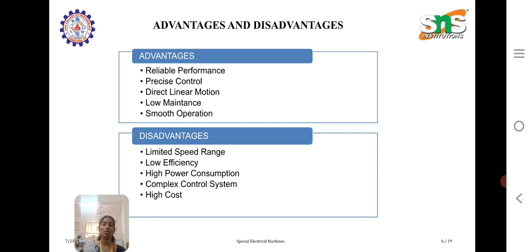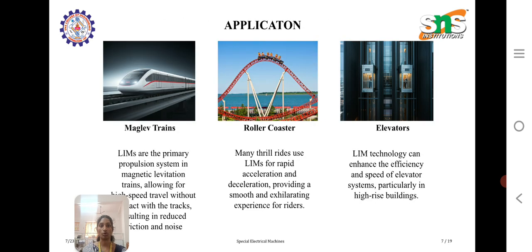Whereas in all components or electronic equipment, we have both advantages and disadvantages. So coming to disadvantages: limited speed range, so it can operate within a particular speed range only and cannot be used for high speed applications. The efficiency is low and power consumption is high. Complex control system, so if we want to give any feedback or control the speed of the motor, then it is complex and of high cost. So this is about the advantages and disadvantages of linear induction motor.